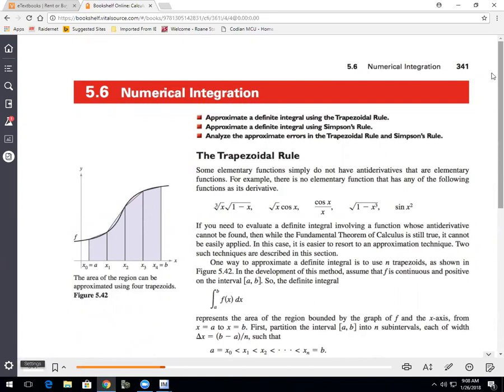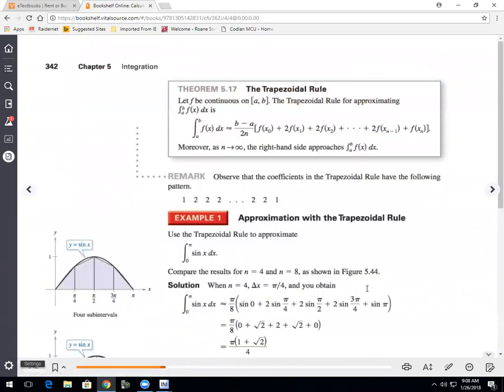And there are 2 rules in this section, the trapezoidal rule and Simpson's rule. I think the guy who invented the trapezoidal rule should have named it after himself like Simpson did, but he didn't. Just call it the trapezoidal rule. And you will see it at the top of the next page.